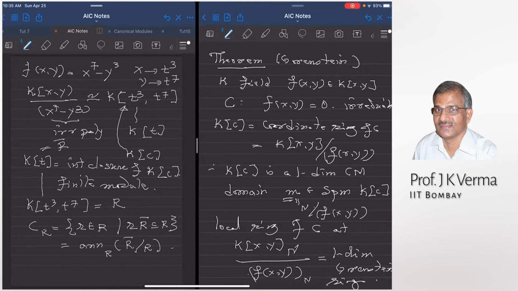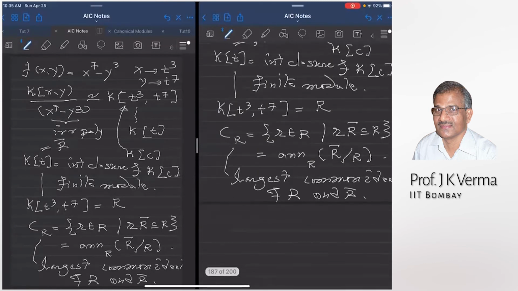Now this is an ideal in R as well as R bar. It is common to R and R bar. In fact, this is the largest common ideal of R and R bar. This is a very, very important ideal, called the conductor. That's why it's called conductor. It is conducting elements from R bar into R. That's the reason why it is called conductor.